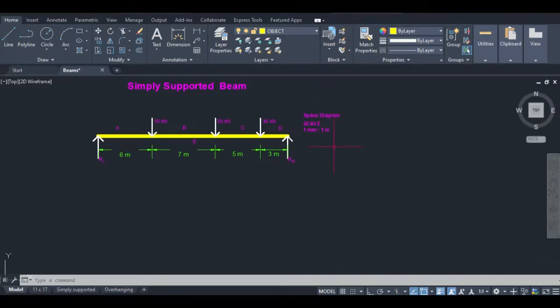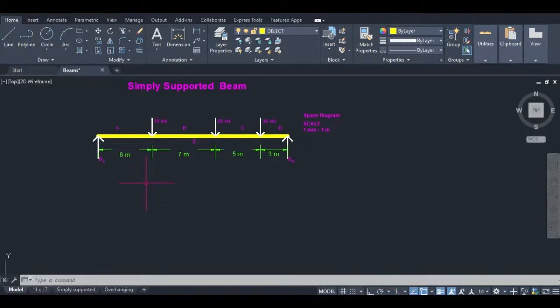So I went ahead and labeled the diagram space diagram and added the scale. The aspect of the space diagram that we scale is the spaces, basically the distance between each load. So I use a scale of 1 millimeter to 1 meter, which means that the distance between this load and this one would be 6 millimeters, and that would be equal to 6 meters. So that's the scale that I'm working with.